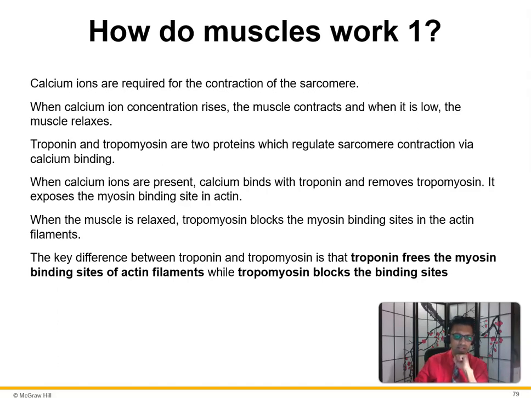When muscle is relaxed, tropomyosin blocks the myosin binding sites in the actin filaments. The key difference between troponin and tropomyosin is that troponin frees the myosin binding sites of the actin filaments, while tropomyosin blocks it. So tropomyosin gets in the way right on actin, and troponin will move it out of the way.